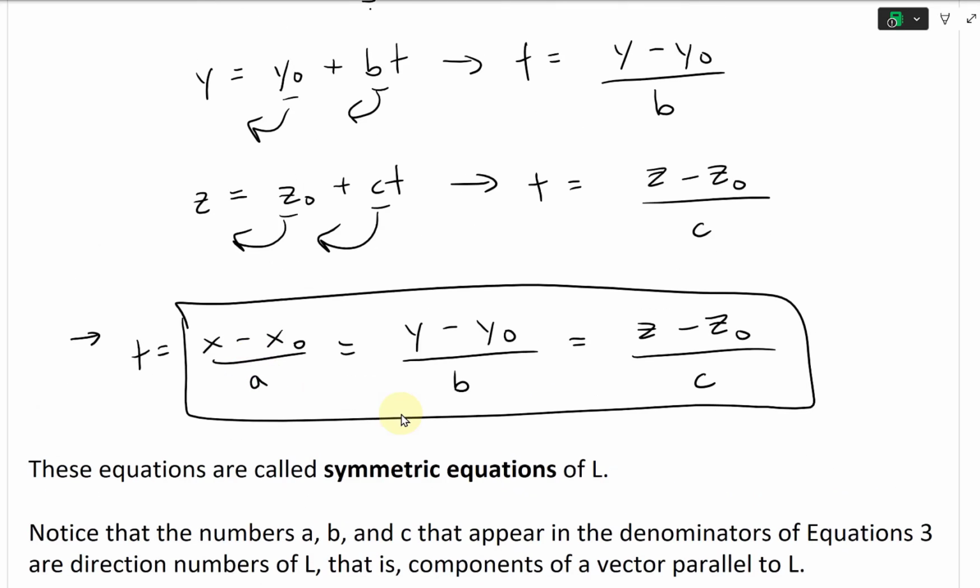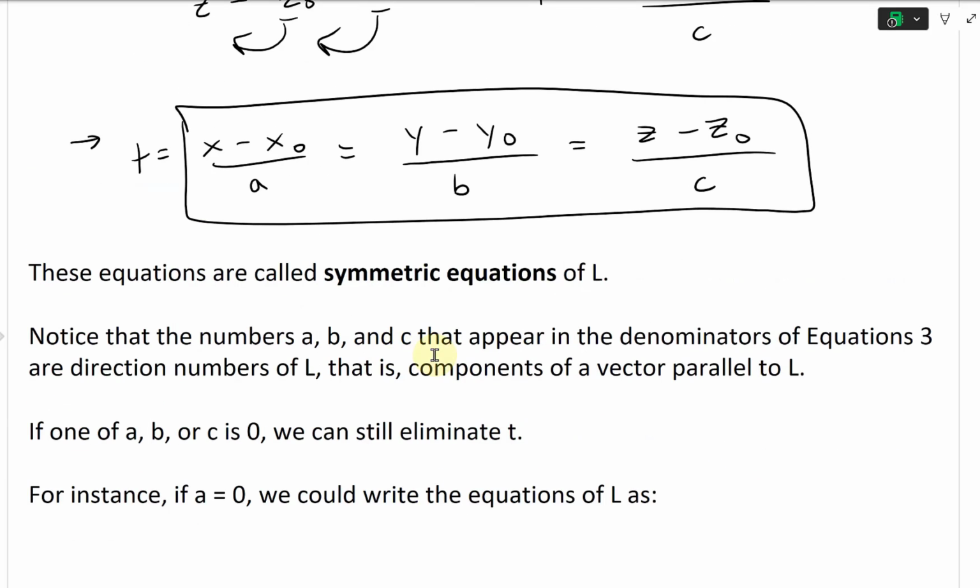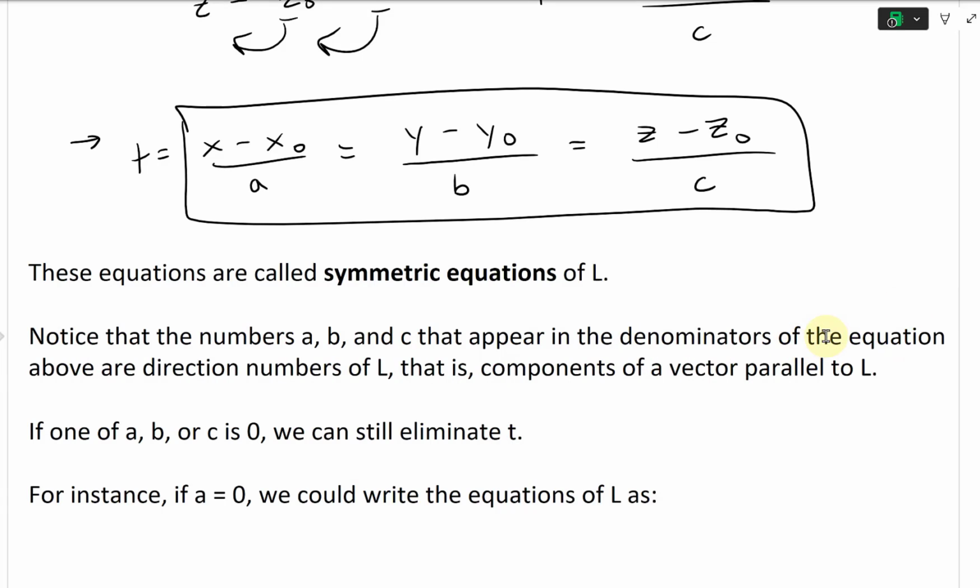Yeah, so these equations are called symmetric equations of the line L. Notice that the numbers a, b, and c that appear in the denominators of equation 3, or I'll just call it the equation above, that was labeled by the calculus book, but I just like writing it as the equation above here, are direction numbers of L. Yeah, so note that these are the direction numbers.